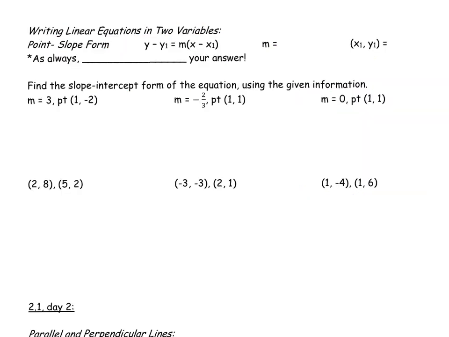The last thing we'll do in Lesson 2.1, Day 1, is write equations of linear functions with 2 variables. We're going to use the model point-slope form. And in this form, it's y minus y1 equals m times x minus x1. This is going to be our template. The m value represents the slope of your line, so that should sound familiar.